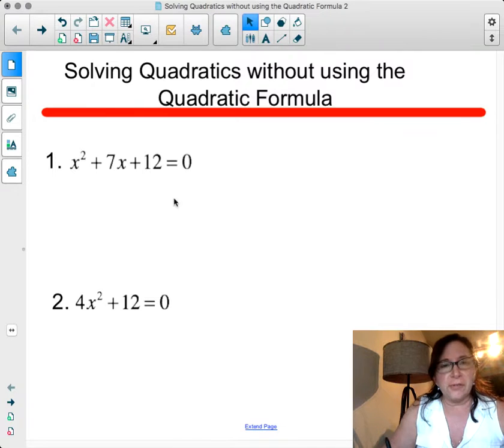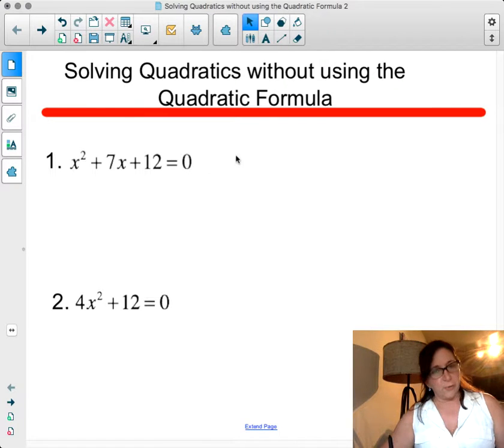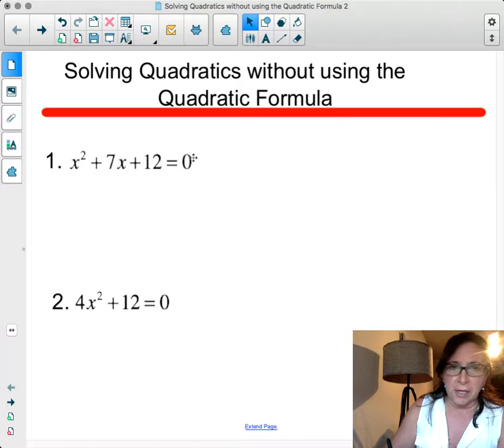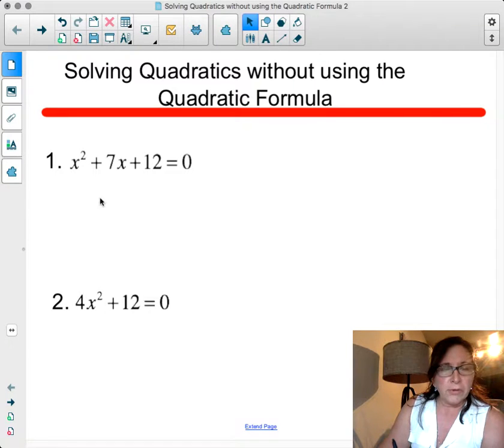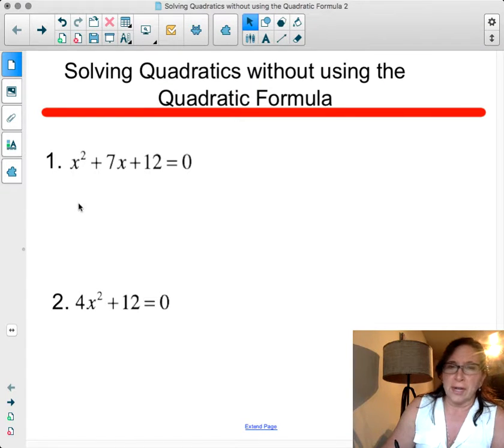Hi, this video is for learning how to solve quadratics without using the quadratic formula. So mostly we're going to factor and do some completing the square. So this is a trinomial. We're going to factor this trinomial.